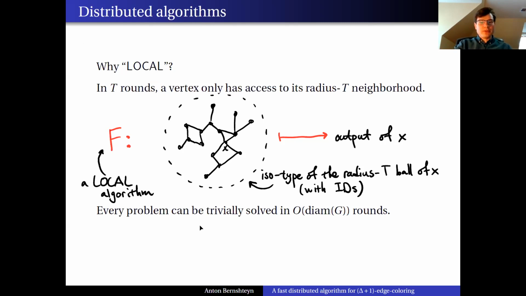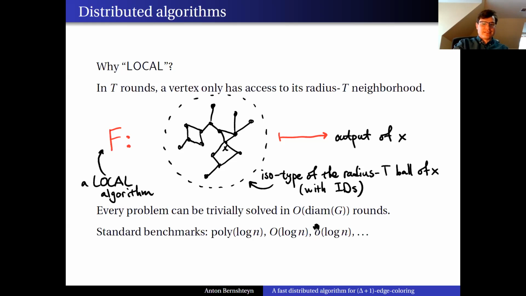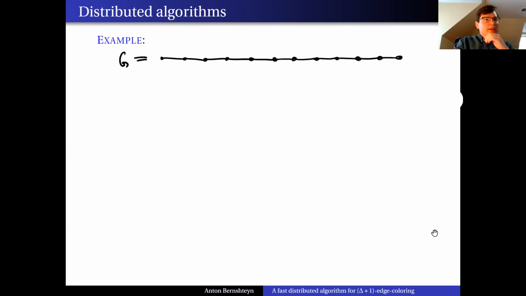Okay, so in particular, every problem can be trivially solved in a number of rounds which is big O of the diameter of the graph, just because in this many rounds, every vertex can communicate with every other vertex. So the locality becomes irrelevant. And so usually we're looking for algorithms that run faster than this trivial bound, and the standard benchmark is something like a polynomial in the logarithm of the number of vertices. This is typically considered where efficient algorithms begin. Or maybe you can ask for something that is just big O of log n rounds, or even sublogarithmic, etc. So let me give you a quick example.